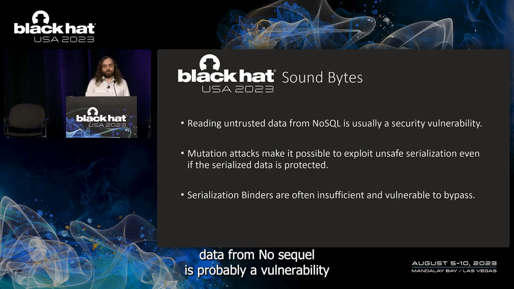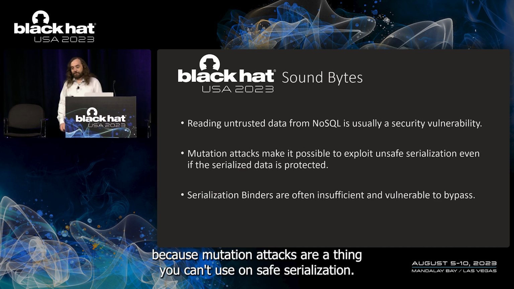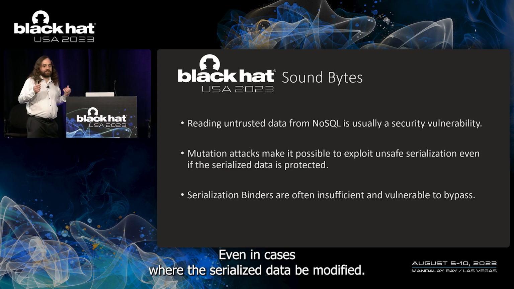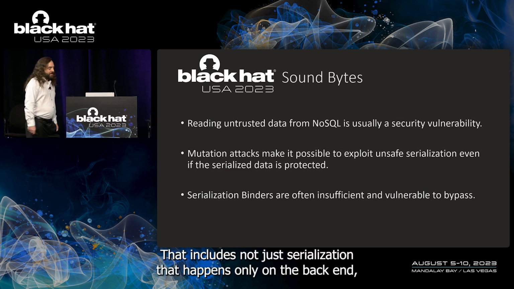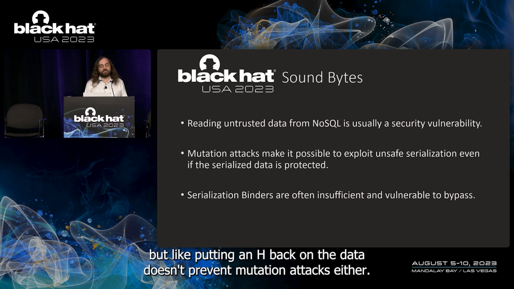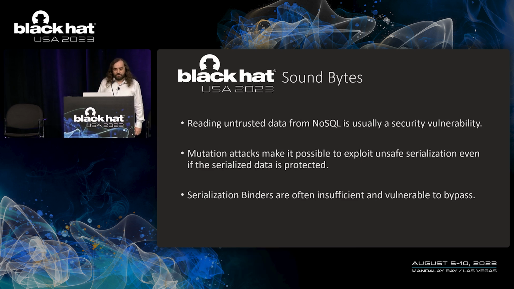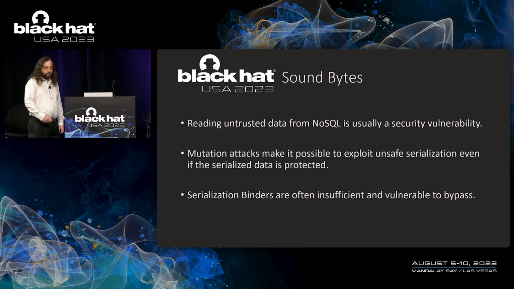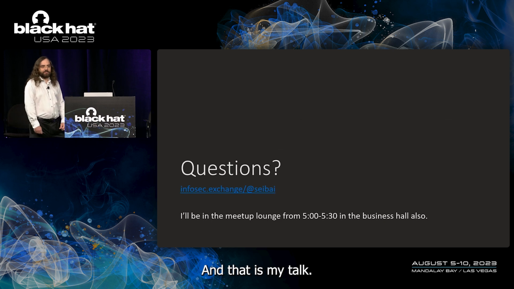Takeaways from this. Reading untrusted data from NoSQL is probably a vulnerability. Because mutation attacks are a thing, you can't use unsafe serialization even in cases where the serialized data can't be modified. That includes not just serialization that happens only on the back end, but putting an HMAC on the data doesn't prevent mutation attacks either. And serialization binders are usually vulnerable to bypass. And that is my talk.